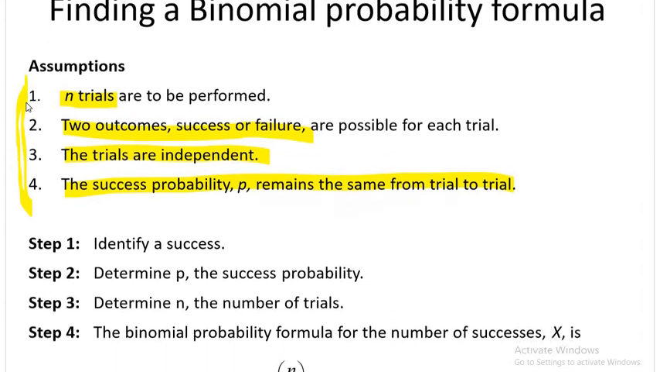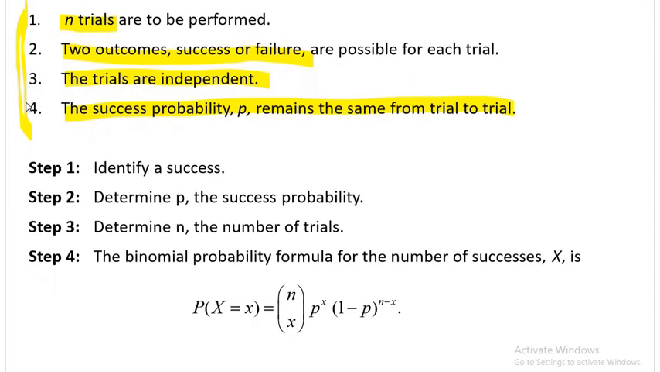Then how to write the formula? I need to go through these 4 steps. Step 1 is identify a success. What does it mean? It means figure out what a success means. Maybe in literal meaning, a failure is your success. For example, you are not interested in heads, you are interested in tails. Usually tail is not considered as a success, but if you are interested in tails, then tail is your success.